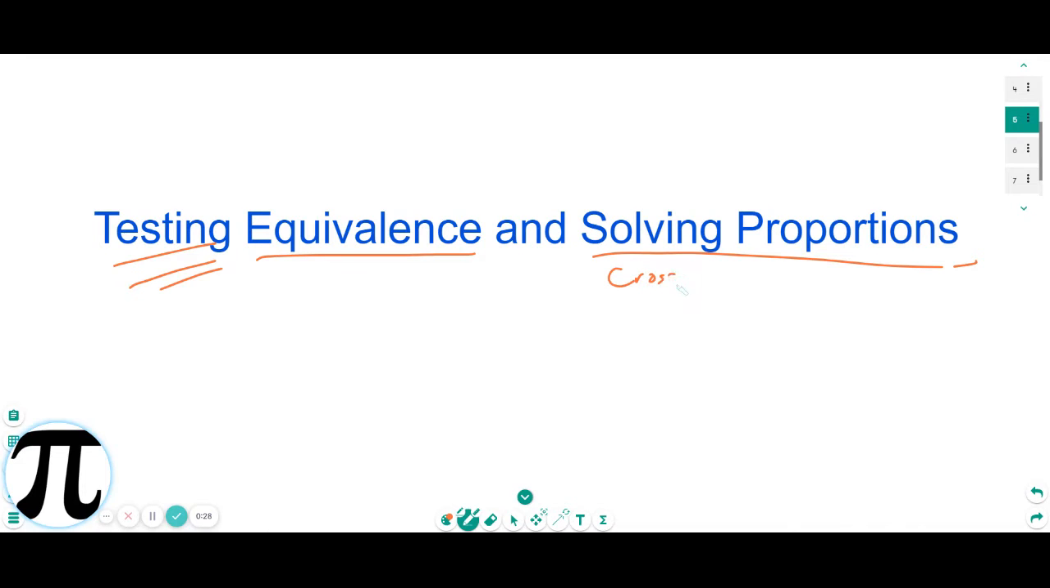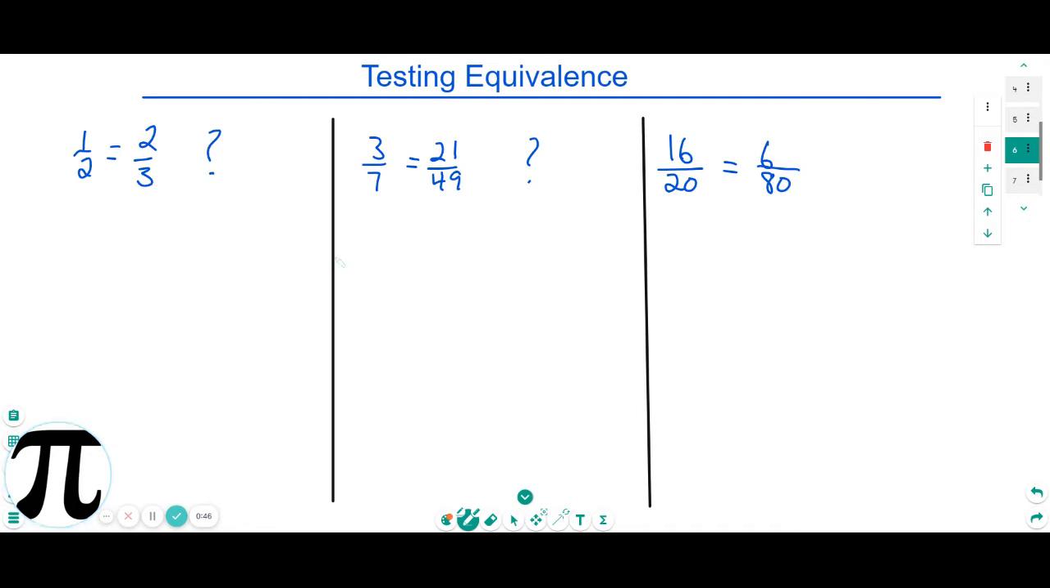Okay. And the beauty and power of cross multiplying is that it can work for many things. In fact, you will be cross multiplying from now until grade 12. And if you take mathematics beyond, you'll probably be cross multiplying into college and university. So let's get into it. Let's talk about testing equivalence.